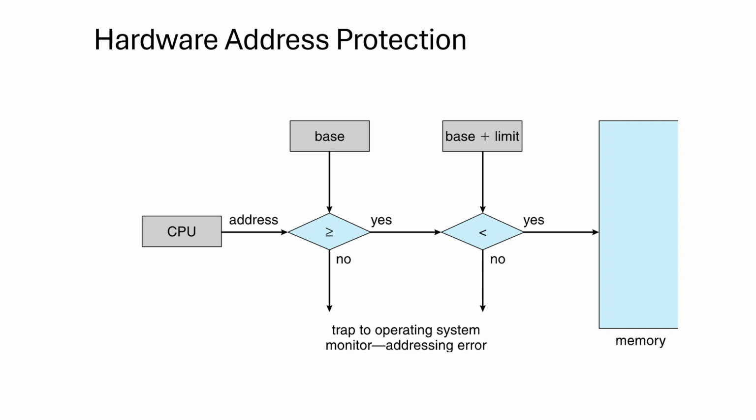Then hardware address protection. As I said, if any CPU address is generated, it should be greater than or equal to the base and less than the limit. In such a case, it can access data from memory. Otherwise, the OS has to give an addressing error.